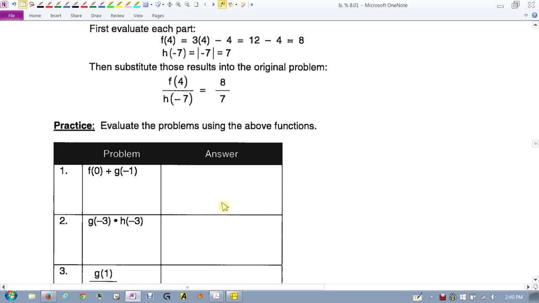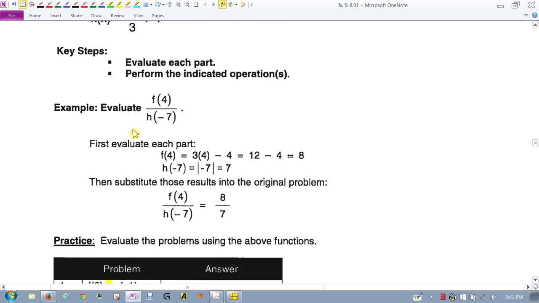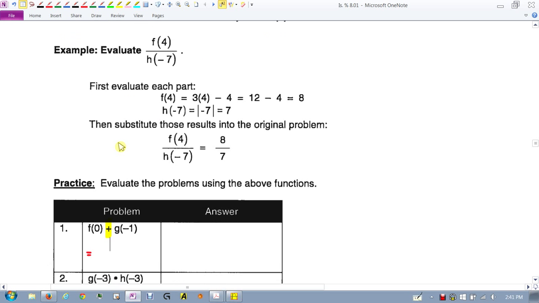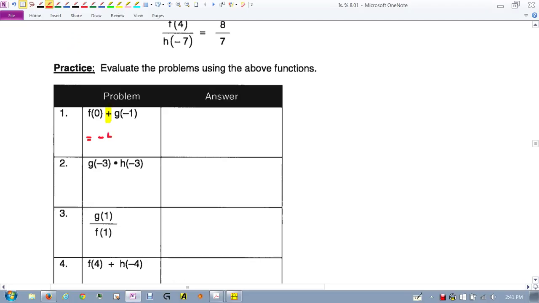So try this one. What's f of 0 plus g of negative 1? What's the operation between them? Addition. So we're just going to take whatever we get for f of 0, add it to g of negative 1. Tell me what f of 0 is. You're coming up here, you're replacing x with 0. 3 times 0 is 0. Take away 4, so negative 4. Then you're adding to that g of negative 1.